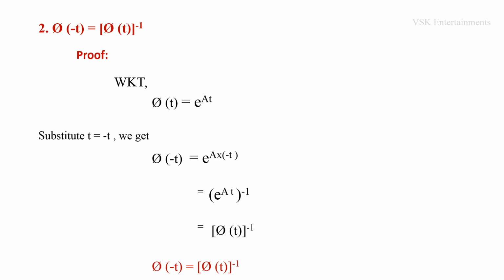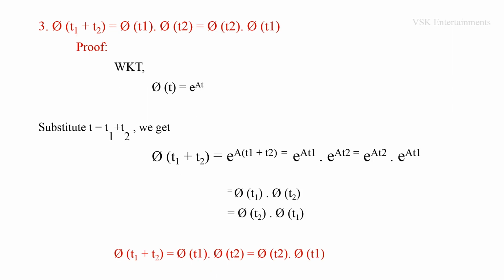Coming to the second property, that is phi of minus t is equal to phi of t whole power minus 1, or phi of t whole inverse. It is very simple. Just consider the expression for the state transition matrix, that is phi of t is equal to e power At. In place of t, just substitute minus t, then we get phi of minus t is equal to e power A into minus t. We can write this as e power At whole inverse. We know e power At is nothing but phi of t, that is phi of t whole inverse. So phi of minus t is equal to phi of t whole inverse. This is the second property of the state transition matrix, very simple one.